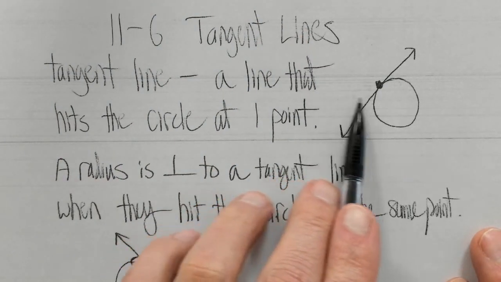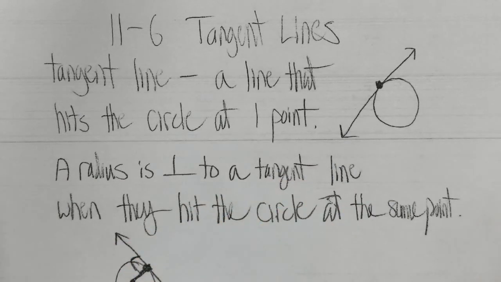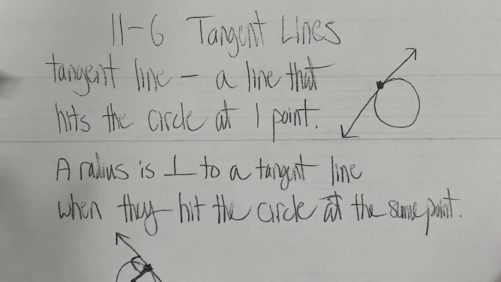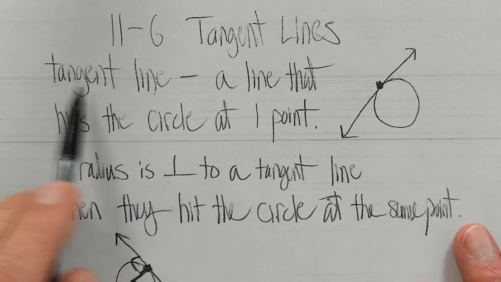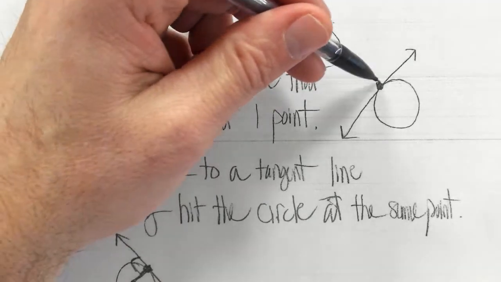So notice that it can't go into the interior of the circle, because if it goes in, it's got to come out, and then that would be two separate points. It wouldn't be a tangent line anymore. A tangent line is a different word from sine, cosine, and tangent. That's two different things. A tangent line hits the circle at one point, just comes and barely hits it.